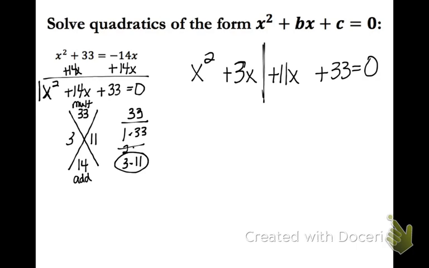Alright, draw this line right here in the middle. We're going to look at the first two and pull out a greatest common factor. My greatest common factor between x squared and 3x is just x. And then the last two, my greatest common factor between 11x and 33 is 11.